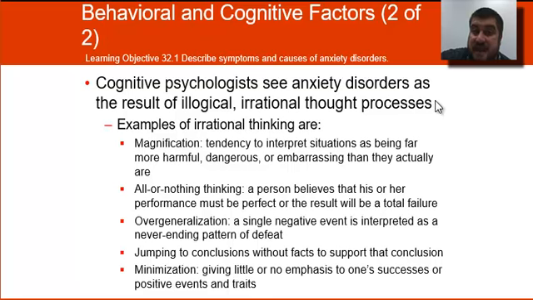Here are some examples of irrational thinking, like magnification, which is believing that situations are more harmful, dangerous, or embarrassing than they really are. All or nothing thinking, which is when the performance or the way a situation goes needs to be perfect or else it's a total failure.